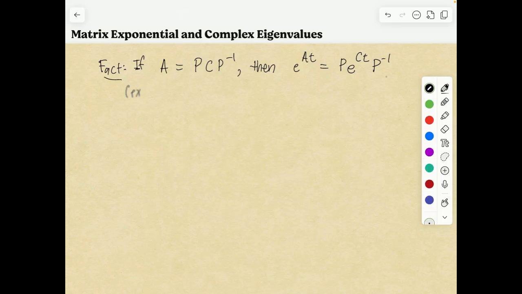And maybe in another video I will explain why, but you really do just write out the definition of e to the At as an infinite series, and then you use the fact that A can be written as P C P inverse, and then you just factor out the P on the left and the P inverse on the right, and then you see that what you get in the middle is e to the Ct. And I basically just explained how you prove it. So not a terribly complicated fact.